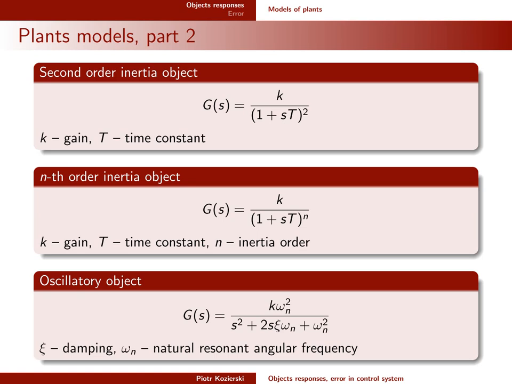Damping takes values from 0 to 1. If ξ is equal to 0, then we have no damping, and the response of such an object will be in the form of constant oscillations. However, for ξ equal to 1, we have full damping, or critical damping, and from the formula one can see that such an object is a second-order inertia object.